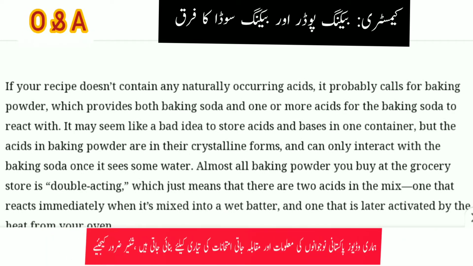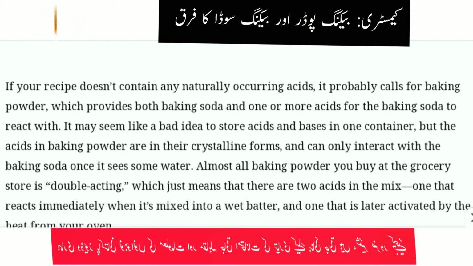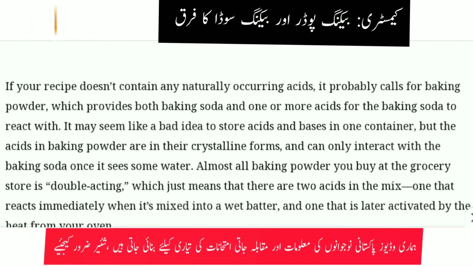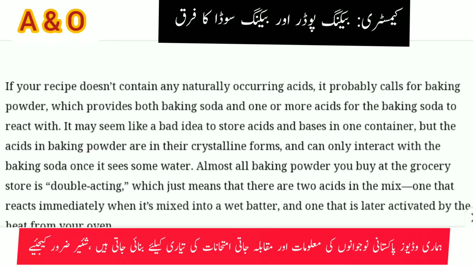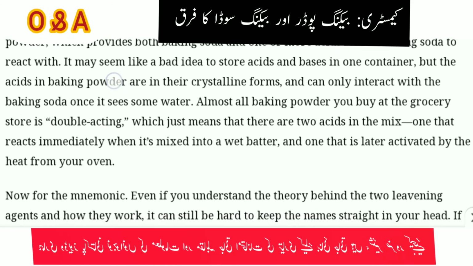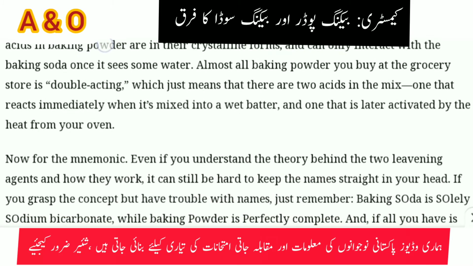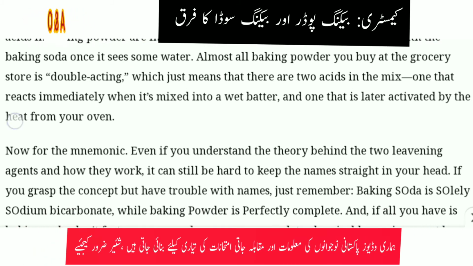Almost all baking powder you buy at the grocery store is double acting, which just means that there are two acids in the mix: one that reacts immediately when it is mixed into water, or wet batter, and one that is activated later by heat from your oven.